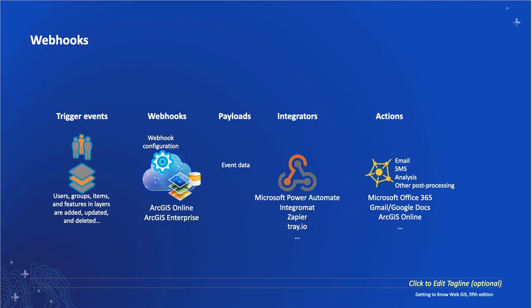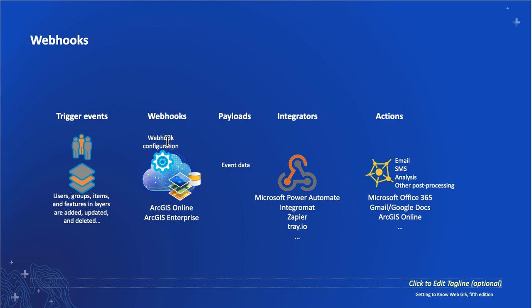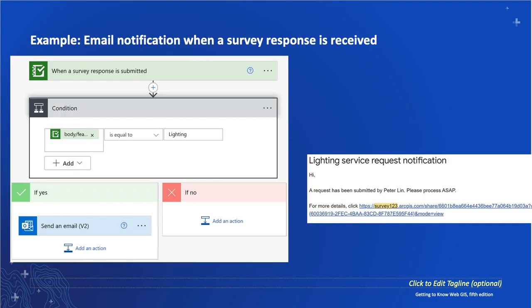So again, ArcGIS Online and ArcGIS Enterprise support comprehensive trigger events, which include when items are deleted, added, updated, or shared, and so on. We can see here an example of a webhook. This is an email notification when a survey response is received. So the trigger event here is when a survey response is submitted. And then our action step, if it was submitted, is to send an email. So this example is going through each of these steps that we just went over.